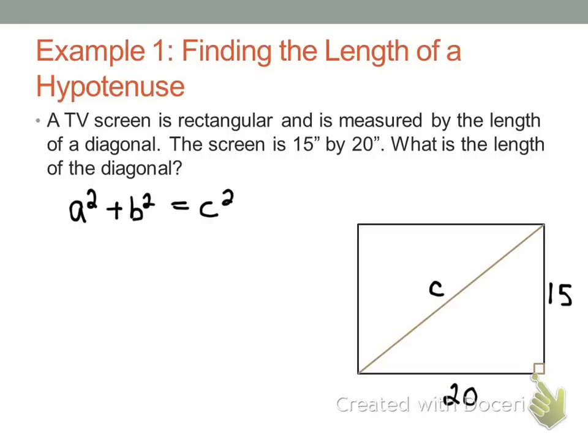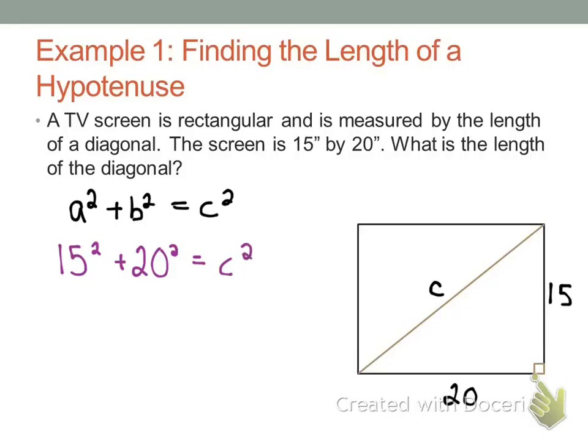According to the original sketch that you just drew of the outline in our terms, which one of these numbers is my a value? Which one? Just tell me. 15. It's going to be 15 because that's the altitude or the height of the triangle. So I'm going to plug in 15 for a, 15 squared. I'm going to plug in what for b? 20 squared, and I don't know c squared.